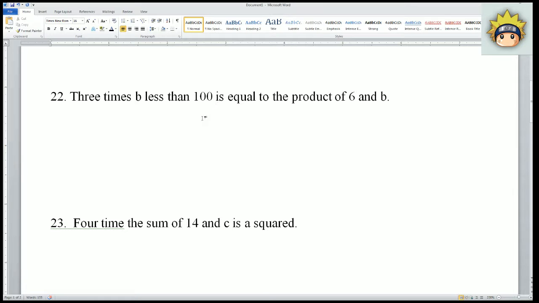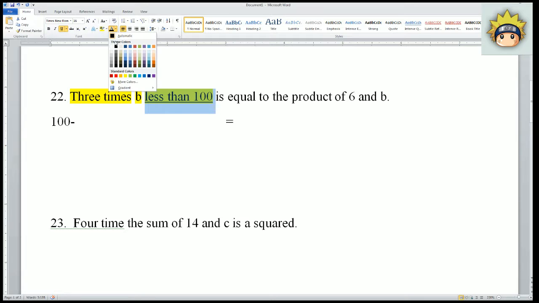Alright, let's do the first part here. It seems like there is an is here. So let's put the equal sign. 3 times b, that's also important, less than 100. Oh, all this is important. Because it's less than 100, you have to start with 100. Again, this says less than 100. I could even make this red for you. That whole sentence gives you this statement.